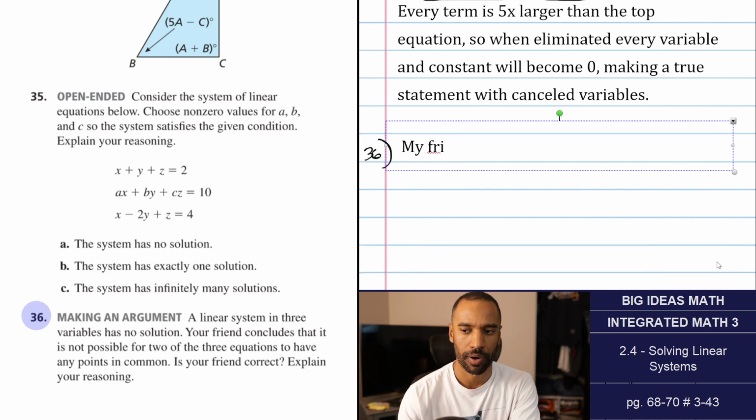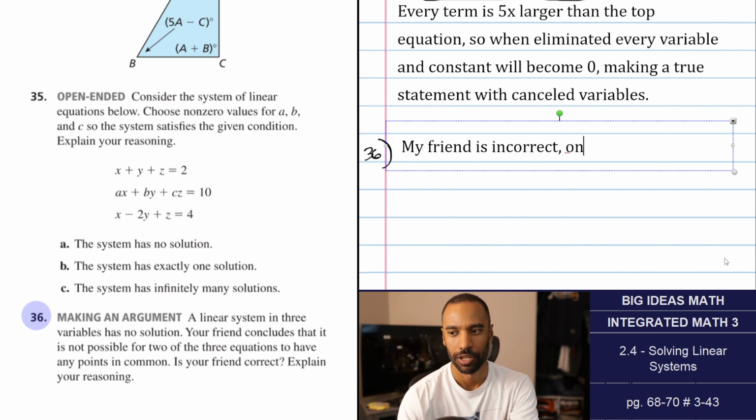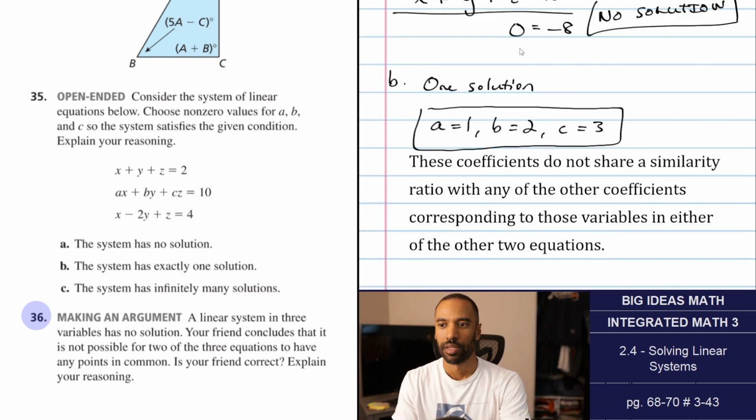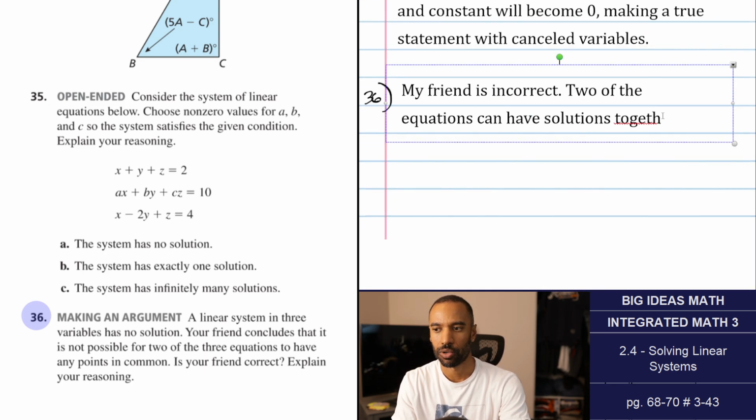I think that's at least 3 in a row. This whole, I think it's O for the chapter, maybe. My friend is incorrect. Once again, no, my friend is incorrect. 2 of the equations can have solutions together. Like, heck, on this one, if I just had this equation and this equation, ignore the second equation, whatever, these have solutions together. These planes intersect. They totally do.